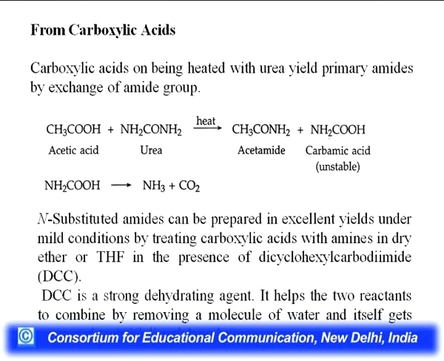Substituted amides can be prepared in excellent yield under mild conditions by treating carboxylic acid with amines in dry ether or THF, tetrahydrofuran, in the presence of DCC, that is dicyclohexylcarbodiimide. It is a strong dehydrating agent. It helps the reactants to combine by removing a water molecule and itself gets converted to N,N'-dicyclohexyl urea.